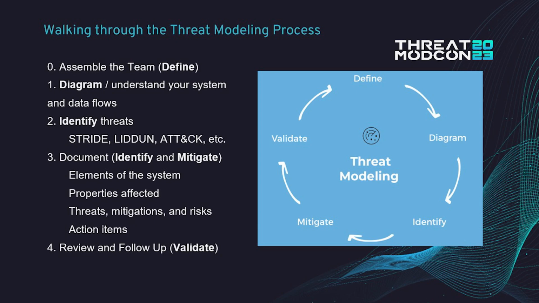I start with 0. Instead of just 1, 2, 3, 4, I start with 0 by saying assemble your team. Who do you need to get into the room? Next is diagramming or understanding your system. That might be, again, just descriptions. Identify threats, so many different ways to do that. Document what you find, any threats you've identified or mitigations, as well as a final follow-up: validate, repeat, and so forth. So let's start with the team.